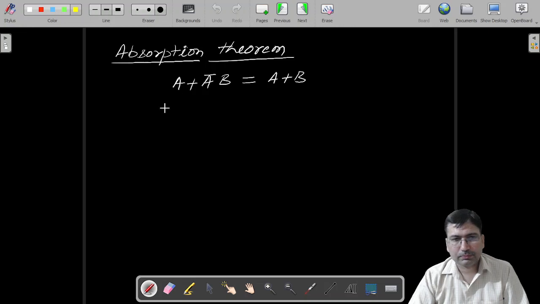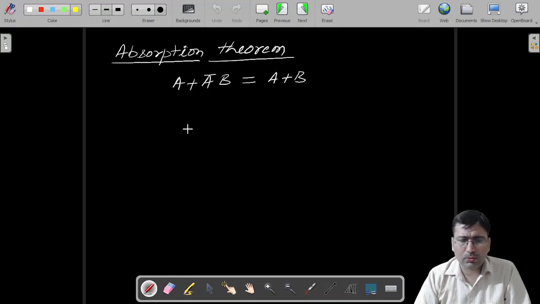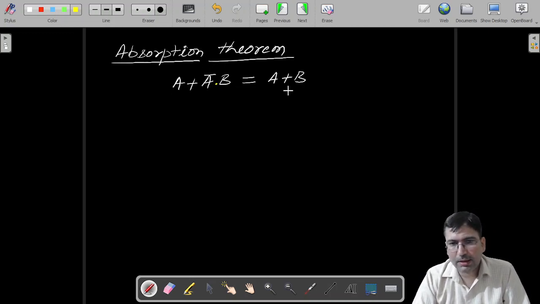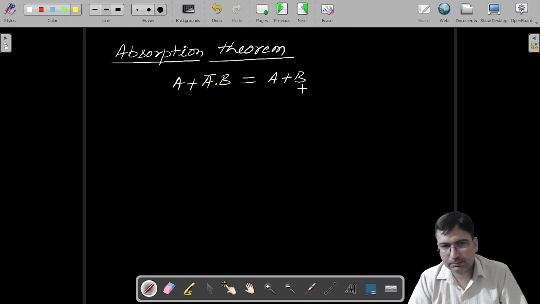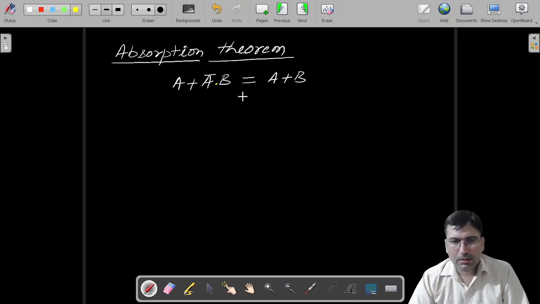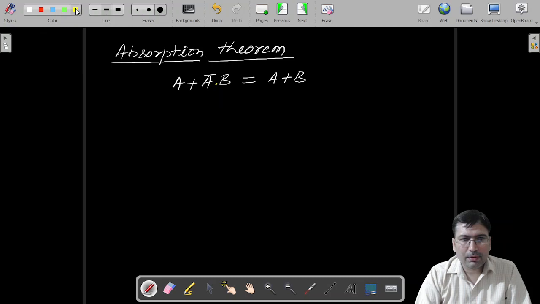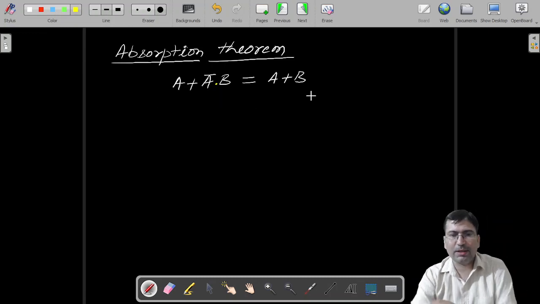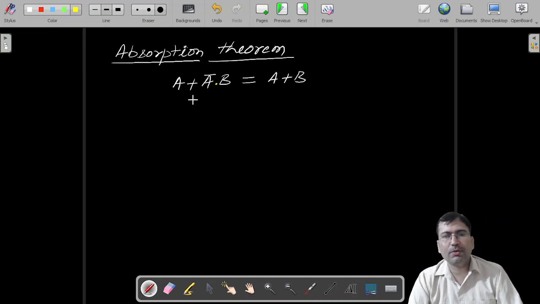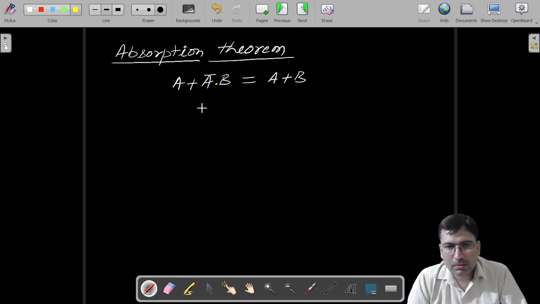Now the next is the absorption theorem or law. So what is exactly the absorption law? If it is A or (A bar and B), then this A bar can be absorbed, and directly we can write A plus B. Now if you want to prove it, how can you prove it? One easy way is to construct the truth table, but we can think of another way also.